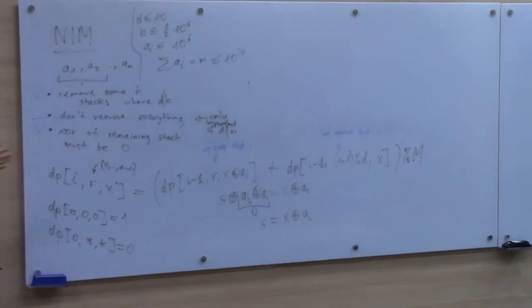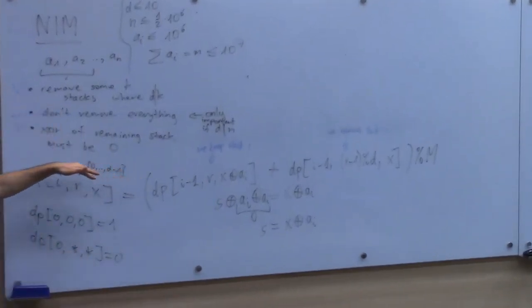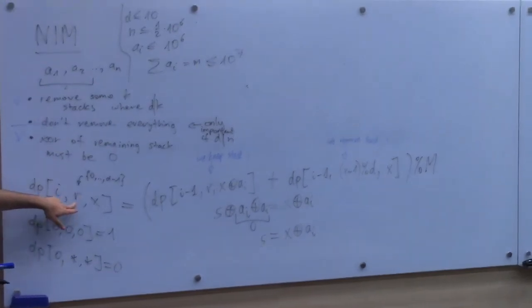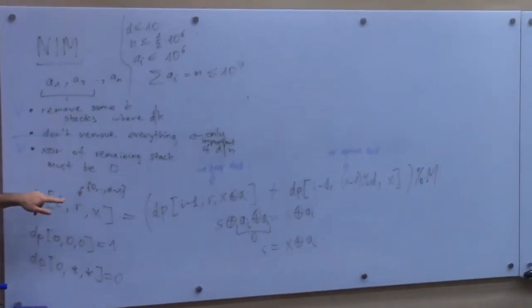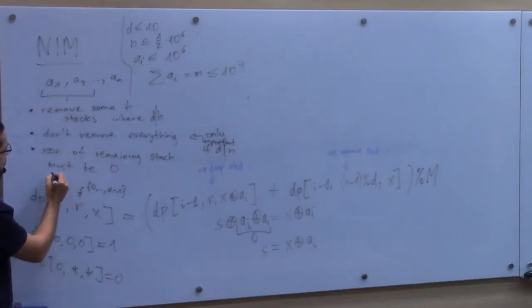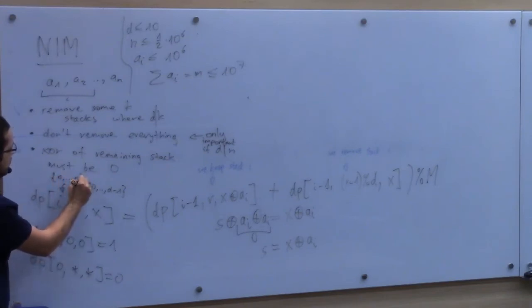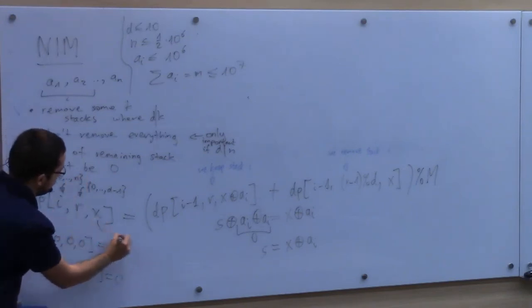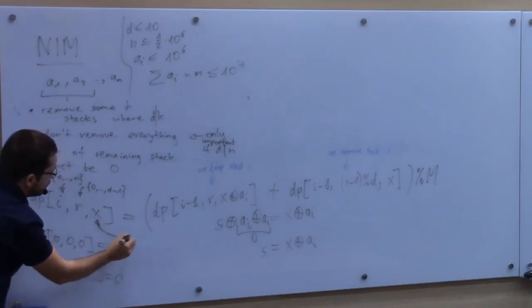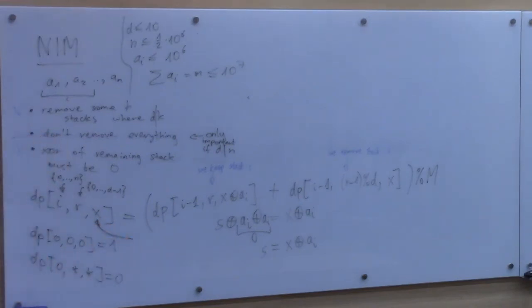Now we need to see what the time complexity is. The calculation of one cell of the array is in constant time, so the time complexity only depends on how many cells we need to fill. We already know that in the second coordinate we have d possibilities, and d is quite small. On the first coordinate we have possibilities from 0 to n. In the last coordinate we have to consider all possible XORs which can result from our numbers.